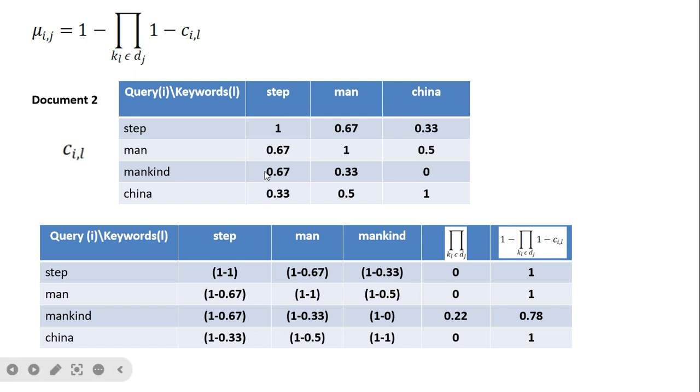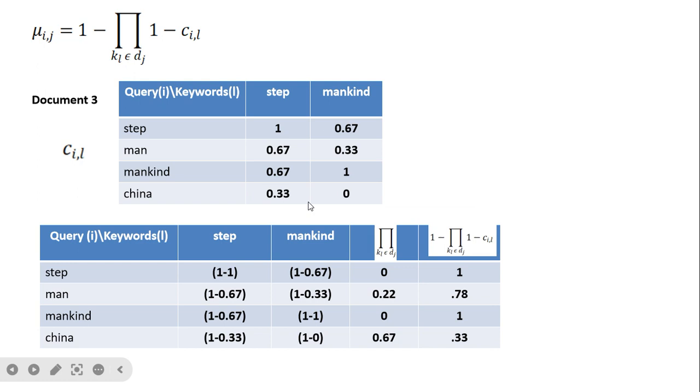So here we again copy the values, and in the second document step, man, China are the keywords. We will calculate the score. So in this way the score gets calculated. The operations are very much similar. The only important thing is that we have to calculate the term correlation matrix in a correct manner. Then everything is very easy, and this equation is very easy to understand.